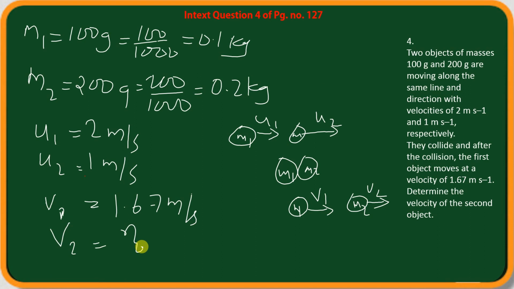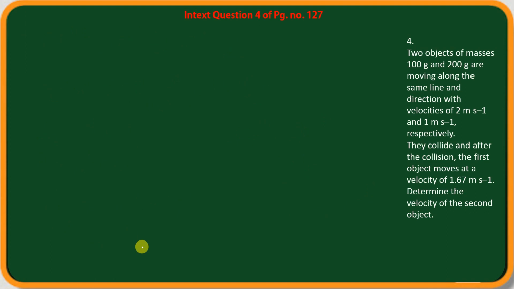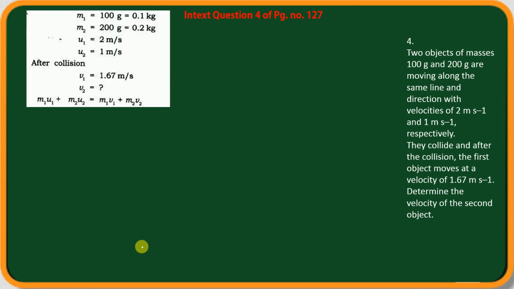Now what do we have to do here? You know that we have to apply the law of conservation of momentum. Correct? So we will apply the law of conservation of momentum here. Now what is the law of conservation of momentum? You know that it is M1 U1 plus M2 U2 is equal to M1 V1 plus M2 V2. That is the law of conservation of momentum.